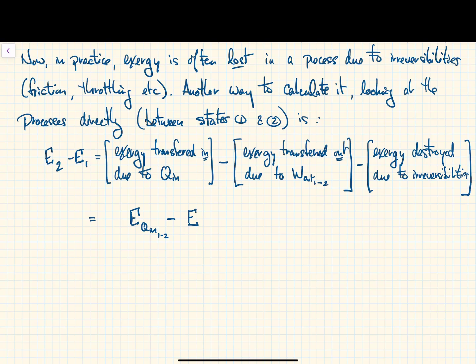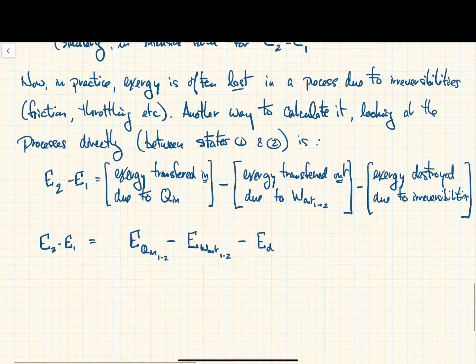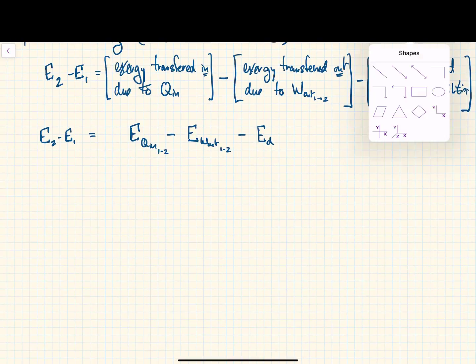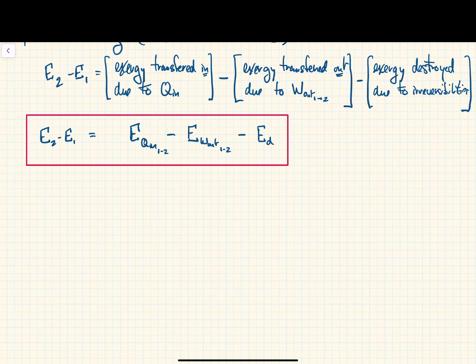So we're going to express that as the exergy transferred in due to heat, and that's E subscript Q in. The exergy transfer due to work out as E subscript work out. And the new bit here, the exergy destroyed, is E subscript D, big E, equation 4.